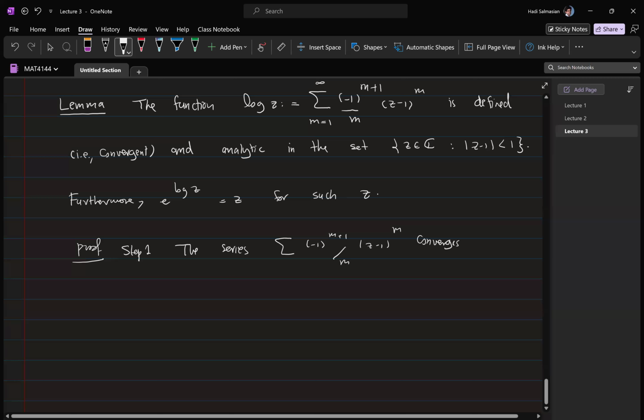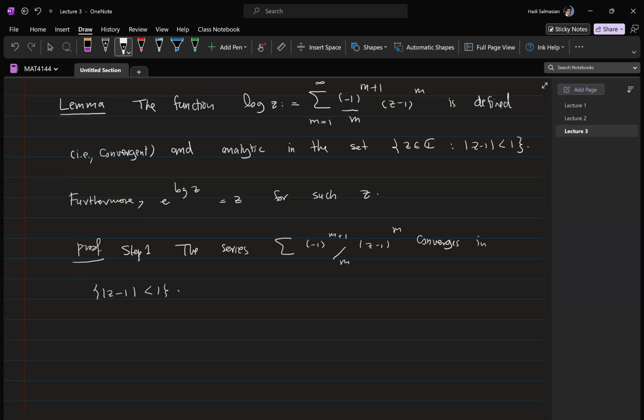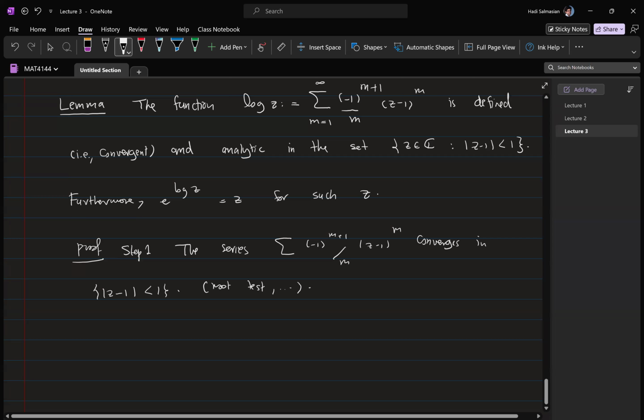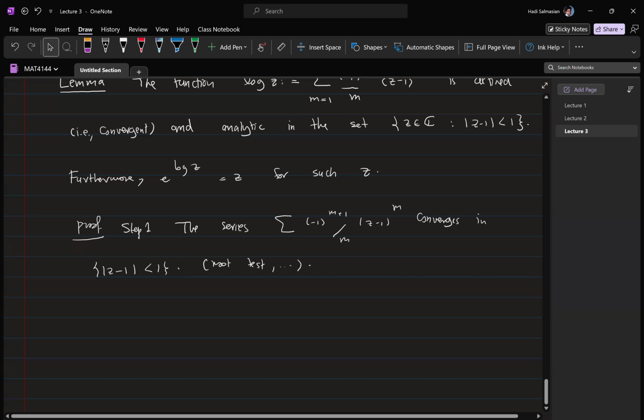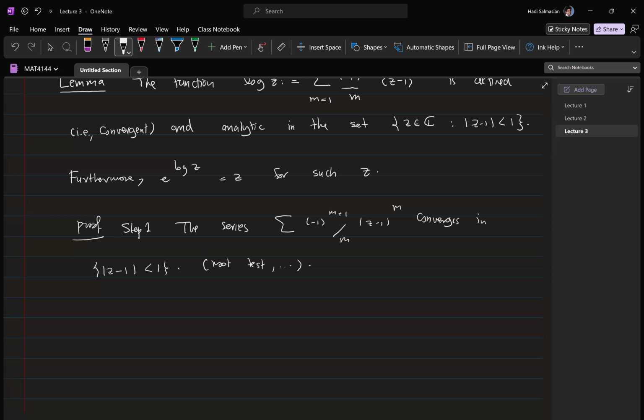Why? You guys should be able to do this. This is calculus. I mean, you can use any test, root test or ratio test, any test in calculus. Because the absolute value is less than 1 here, you can see that by the root test, take the mth root as m goes to infinity, this will converge to something less than 1. It converges to the absolute value of z minus 1. Okay, so this is easy.